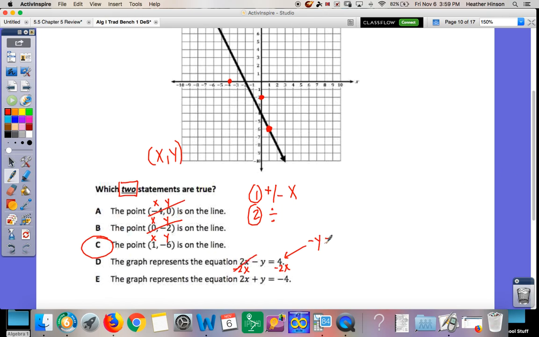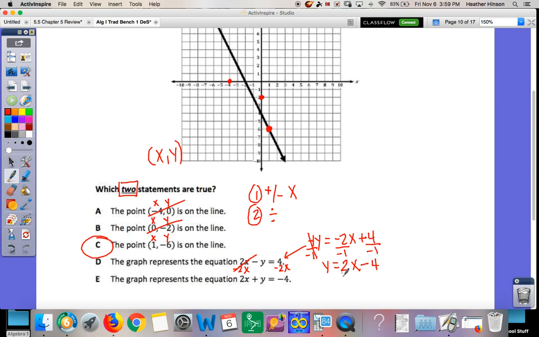So negative y equals negative 2x plus 4. Then we divide by what's in front of y. That's a negative 1, so divide by negative 1. So y equals negative 2 divided by negative 1 is 2, and 4 divided by negative 1 is negative 4.